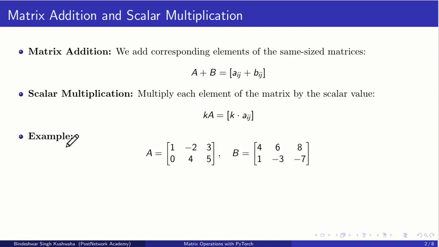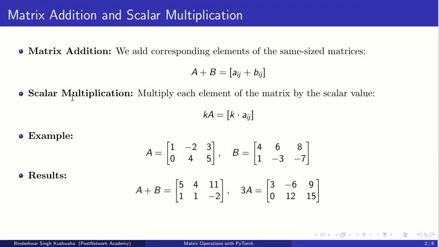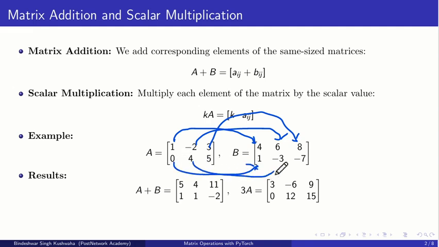Now let us see an example. Here we have matrix A and matrix B, and now we are going to add, that means A plus B. So what will happen? A will get added with 4, minus 2 with 6, 3 with 8, the same as 0, 1, 4, minus 3, 5, minus 7. So we will get 5, 4, 11 and these elements. For 3A, just multiply 3 by each element. So matrix addition and scalar multiplication.